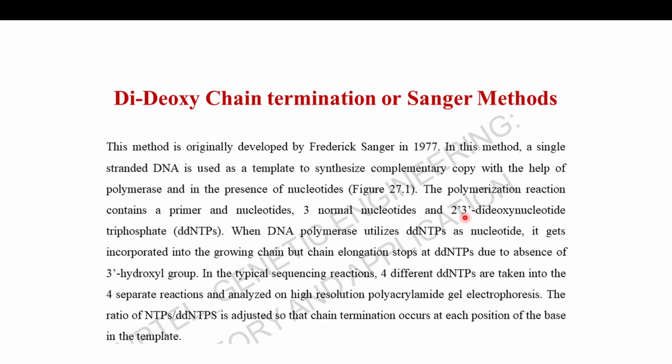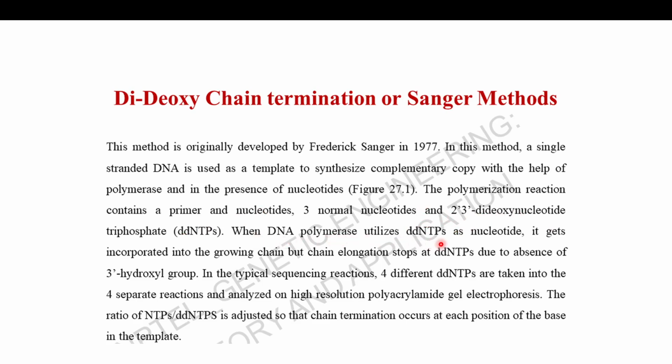So the 2 prime is already without oxygen in case of DNA, but if the 3 prime also does not have the hydroxyl group, there won't be further extension. The chain extension will be stopped at the point where that particular nucleotide has been incorporated with a missing 2 prime OH as well as 3 prime OH. Okay. So this is what is written here. The polymerization reaction contains a primer and 3 normal nucleotides out of the 4, and each reaction tube will have one type of nucleotide where both the 2 prime and 3 prime OH groups are absent. That is called ddNTP, or di-deoxynucleotide triphosphates.